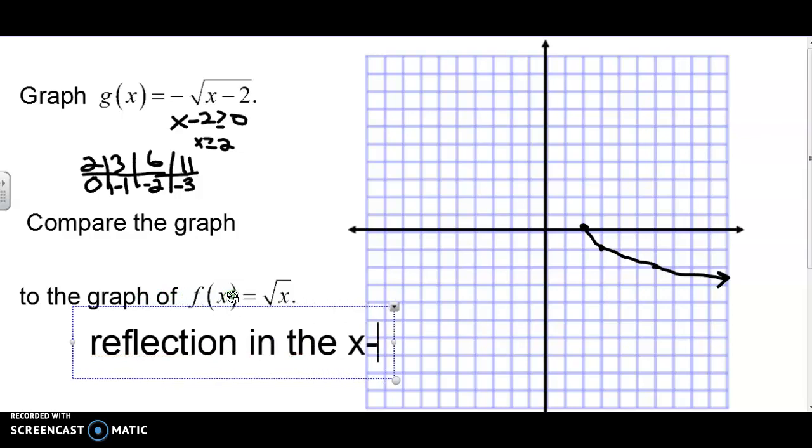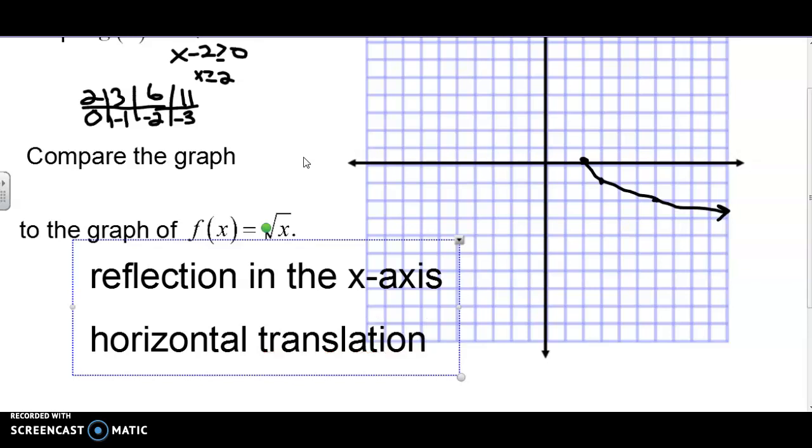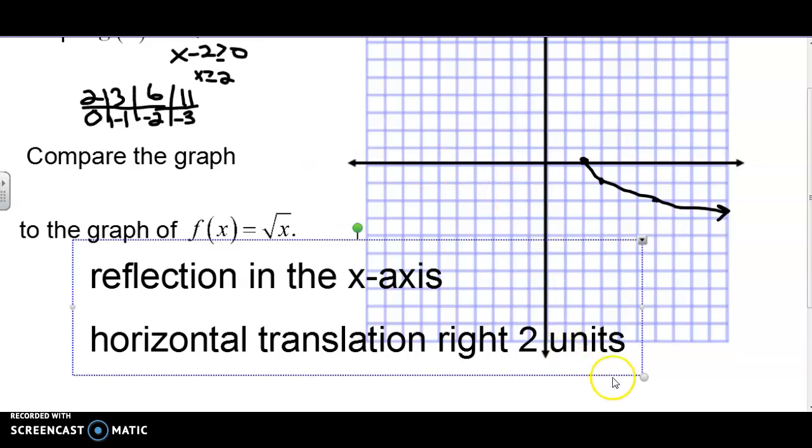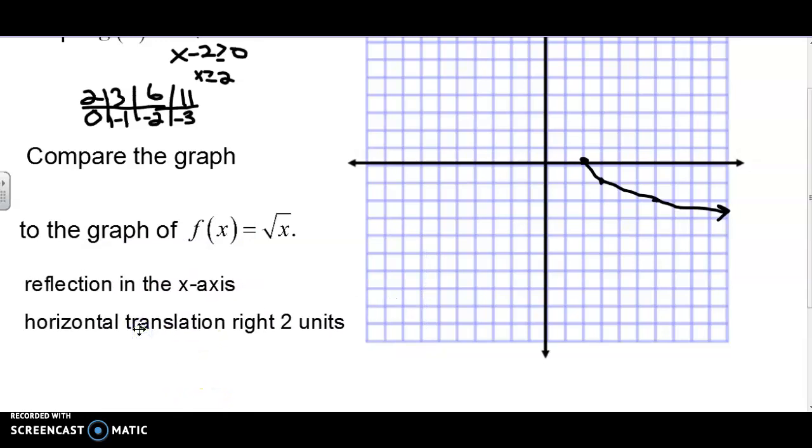And that is in the x-axis because it's in front. Then after that, it is subtracting 2 inside, so that is a horizontal translation. Right 2 units. Alright, so there you go. That is the comparison to the graph of f of x equals the square root of x.